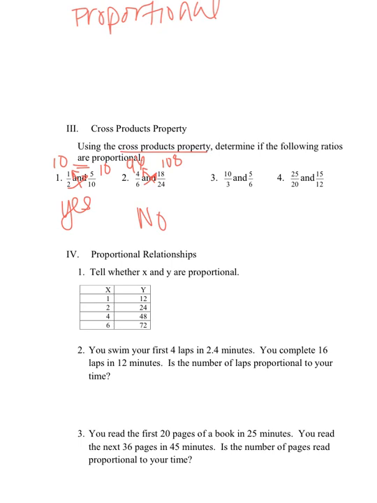So their product of the means and their product of the extremes are not equal to one another. They're not equivalent, so they are not going to be proportional. You can also reduce that. In this first one, it's going to reduce to 2 to 3, and then in the second one, it's going to reduce to 3 to 4. So again, you can see that they are not equivalent to one another.